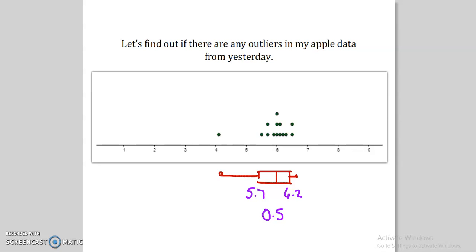And so basically we're trying to figure out if any of my apples are outliers, if any of them are really, really small compared to the rest of them, if any of them are really, really big. And this actually surprised me. I didn't realize that apples were so uniform.